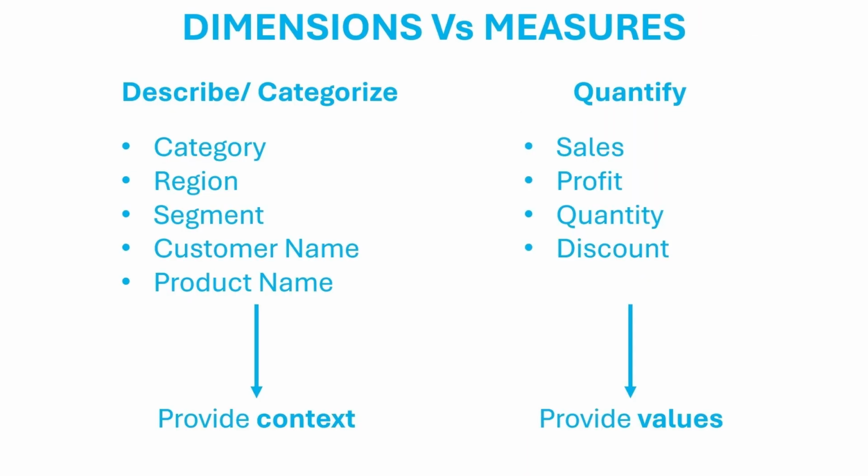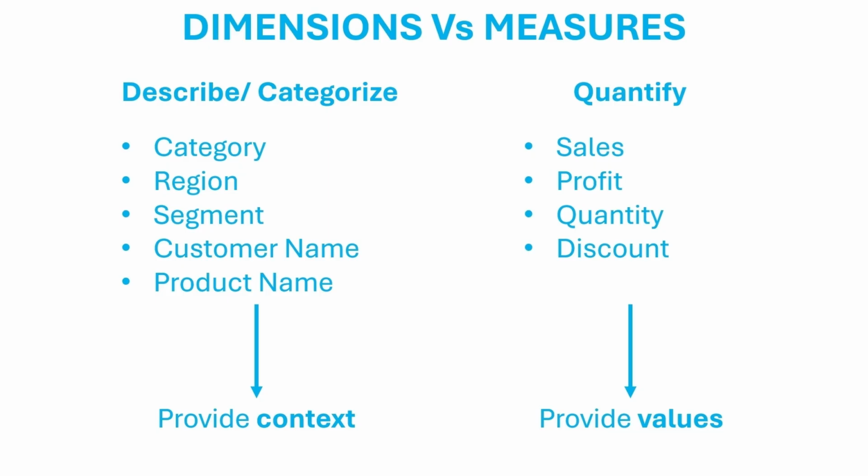Now, let's compare dimensions with measures because understanding this difference is very important when learning Tableau. Dimensions generally provide descriptive or categorical information. Measures, on the other hand, generally contain quantitative values that we can analyze and aggregate. For example, category, region, and segment are examples of dimensions. Sales, profit, and quantity are examples of measures.